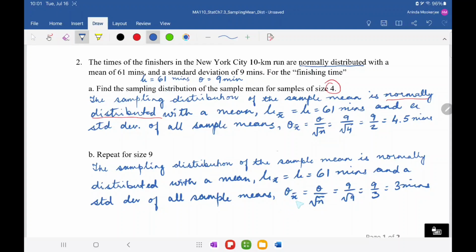So sigma sub x bar is equal to sigma divided by the square root of n, is our formula. So 9 divided by the square root of 9 is equal to 9 divided by 3. So we get 3 minutes for our standard deviation. Okay.